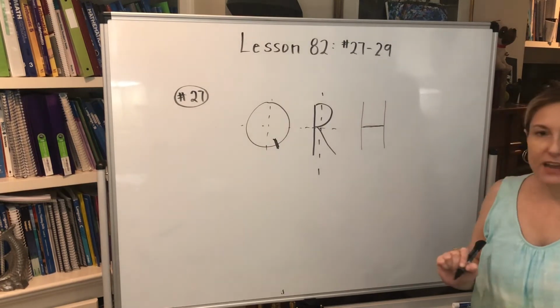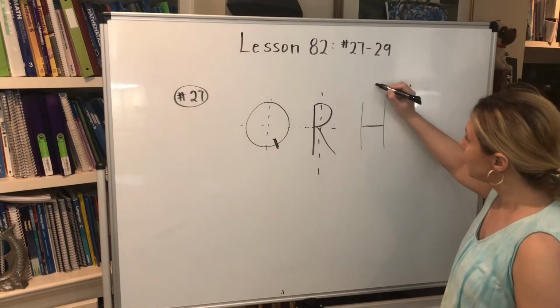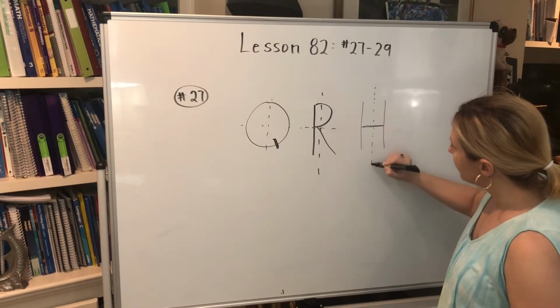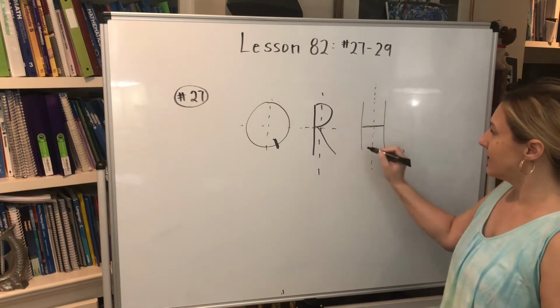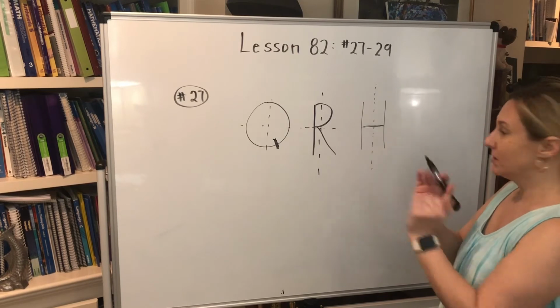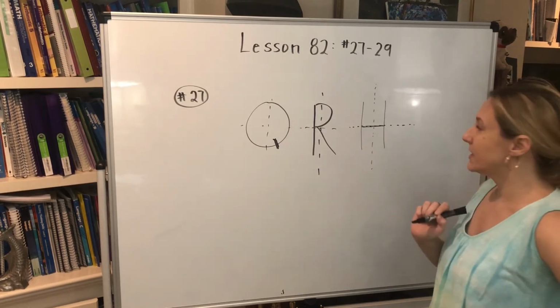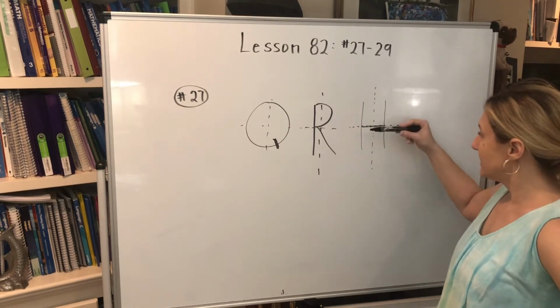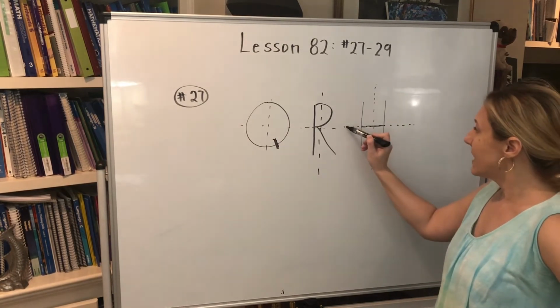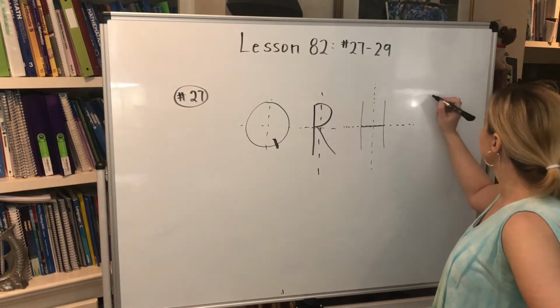Now, does an H have symmetry? Yes, an H has symmetry this way because it is exactly the same on this side as this side. It's like a reflective mirror image, okay? And if we draw a line this way, it's also exactly the same on this side as this side. So this has 2 lines of symmetry, okay?